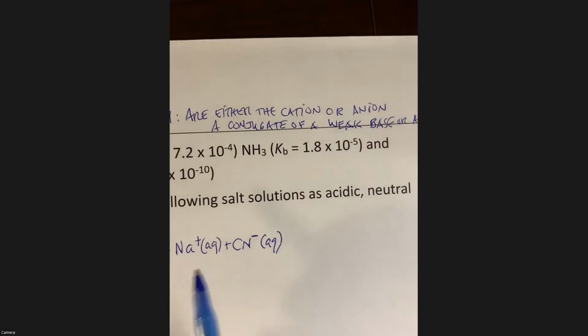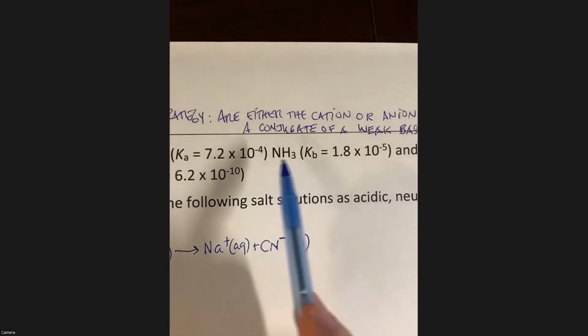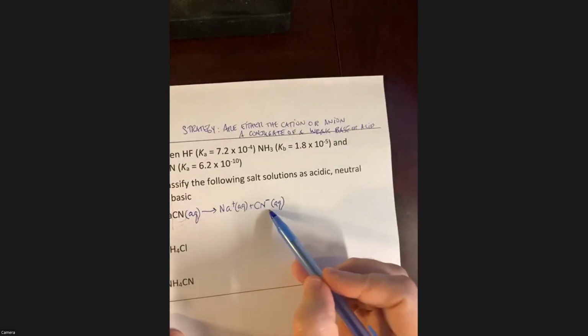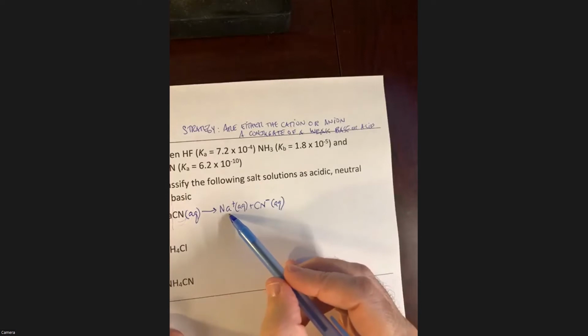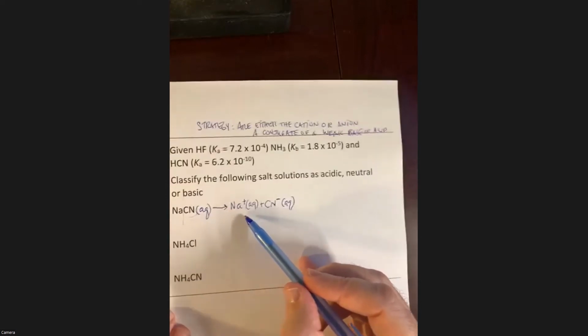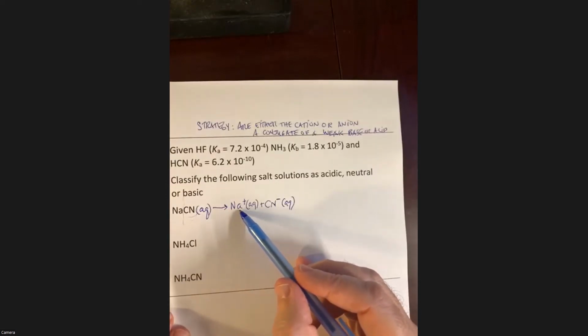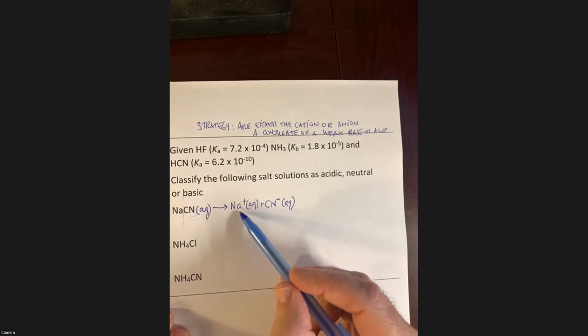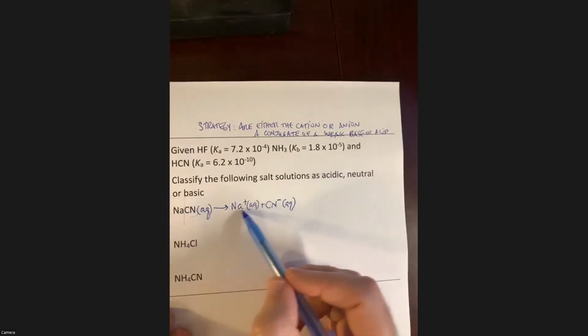Now, I didn't go through the trouble of giving you these Ka values up here for no reason whatsoever, right? So when you look at these two here, does sodium look like it would be the conjugate of a strong acid or base? No, right? Because anything you pair up with sodium is going to completely dissociate. Look, it just did right now.